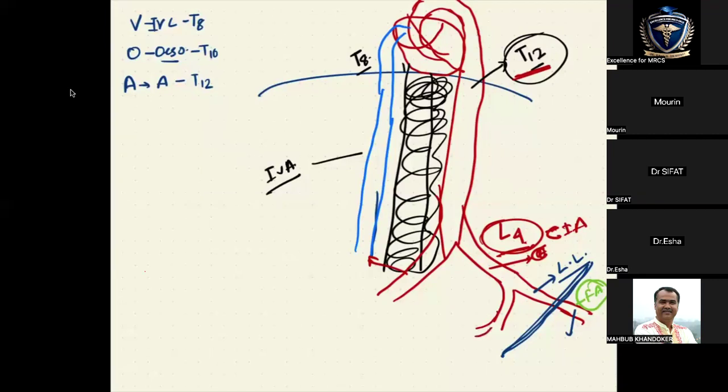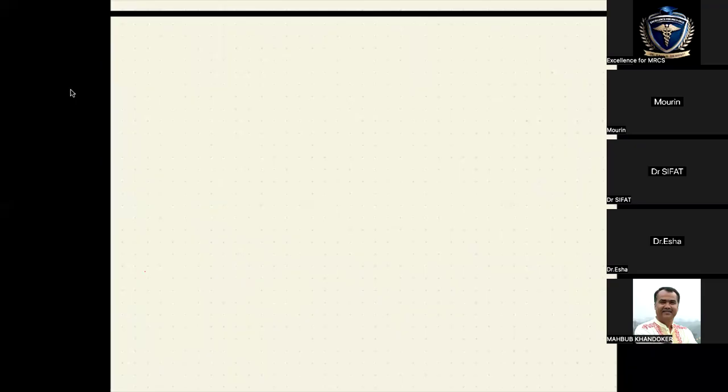The internal iliac artery has two main branches: one is the anterior division and the other is the posterior division. Both divisions mostly supply the pelvic organs. That means the lower part of the rectum, the prostate, the uterus, and the urinary bladder. All of these structures are supplied by the internal iliac artery. Are you getting me, guys? Okay, come back to the anterior abdominal wall and abdomen again.